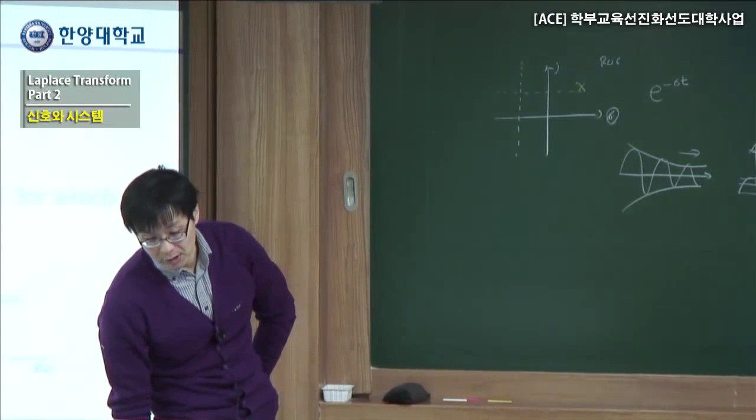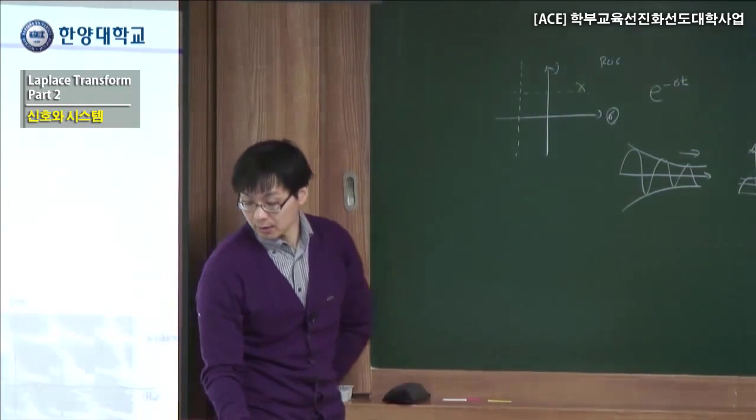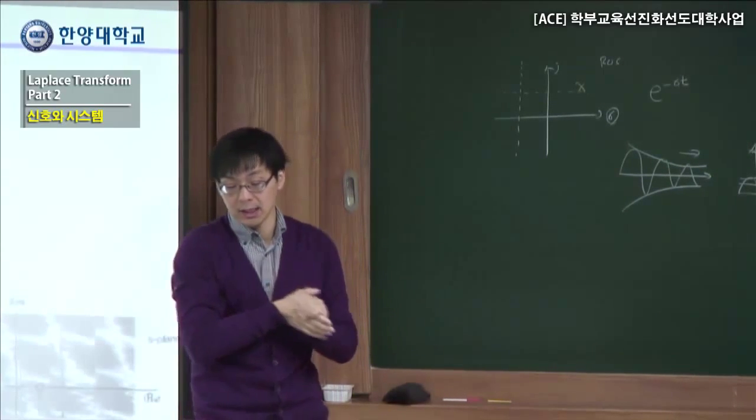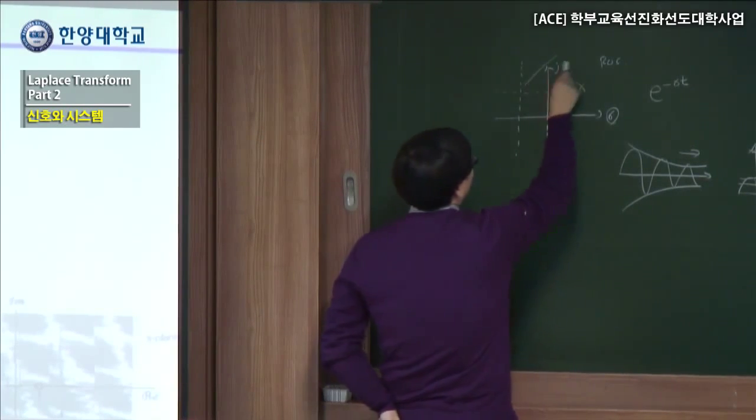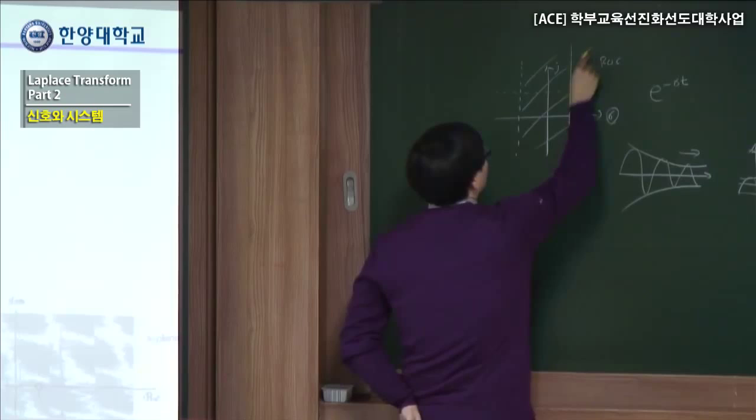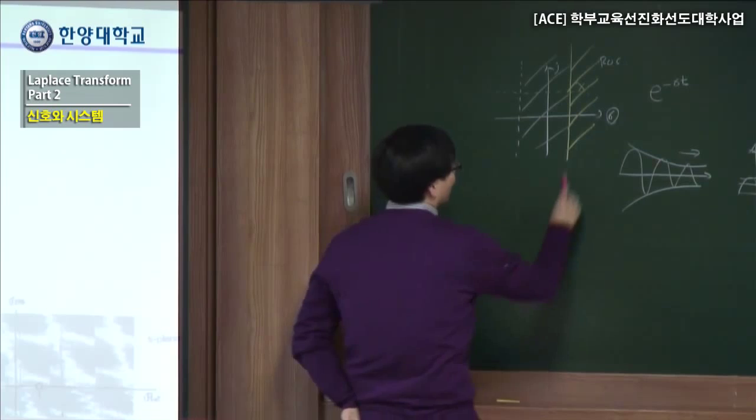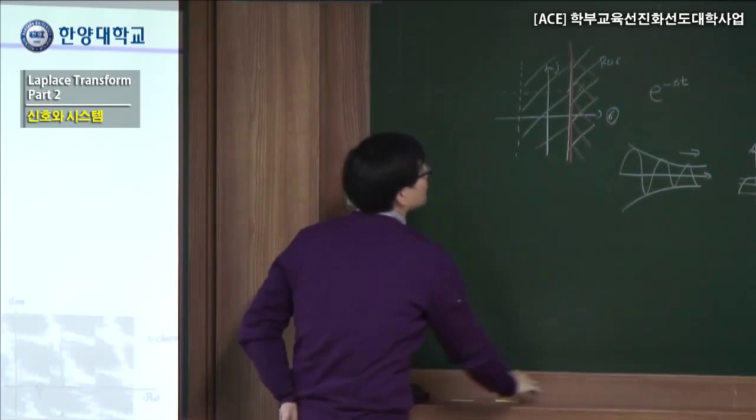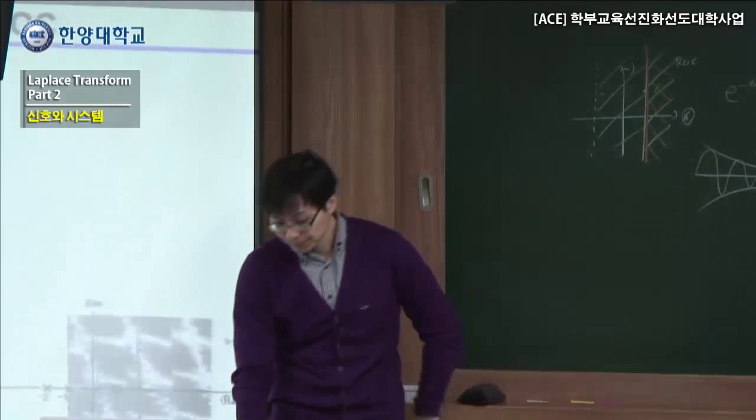So let's talk about that in more detail. We covered up to page 6 last time, and we talked about several things. Say you have two different regions of convergence, say this is region of convergence number 1 and this is region of convergence number 2. Then the region of convergence of the whole system will be the common area between them, so the overlapping area. That's what we talked about last time.